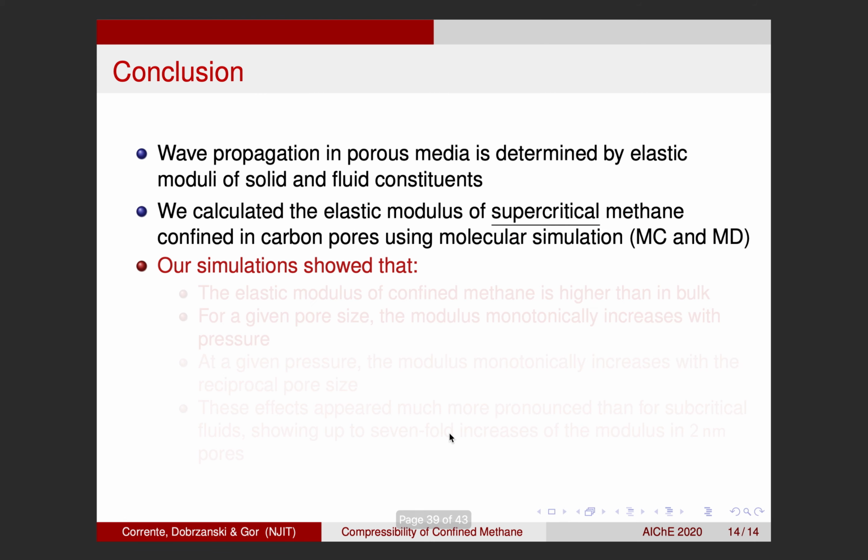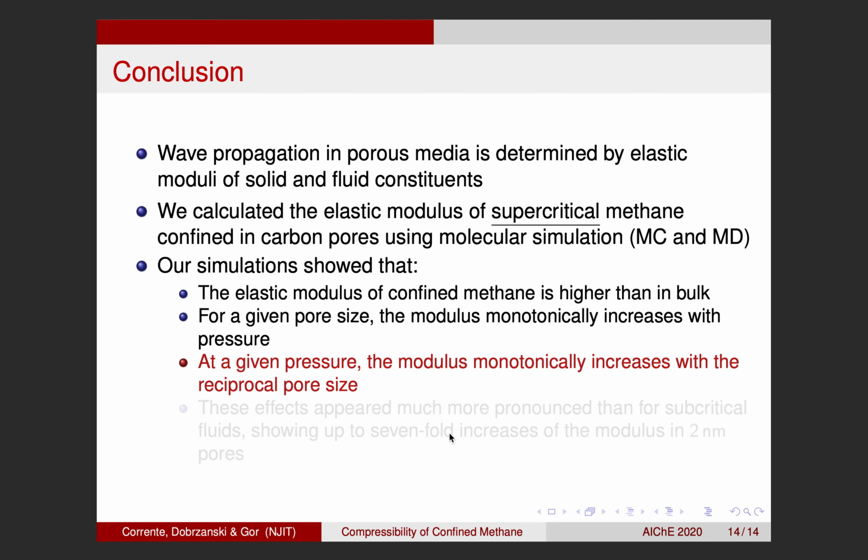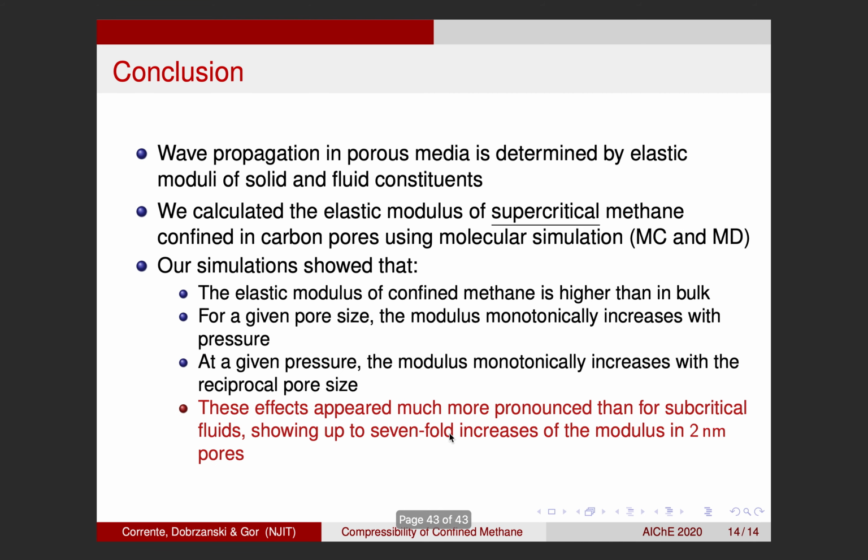Our simulation showed that the elastic modulus of confined methane is higher than in bulk. For a given pore size, the modulus monotonically increases with pressure. At a given pressure, the modulus monotonically increases with the reciprocal pore size. And finally, these effects appeared much more pronounced than for subcritical fluids, showing up to a 7-fold increase of the modulus in 2 nanometer pores. Thank you for your attention.